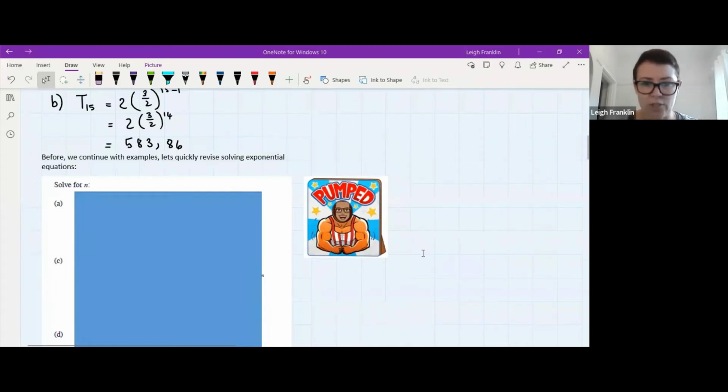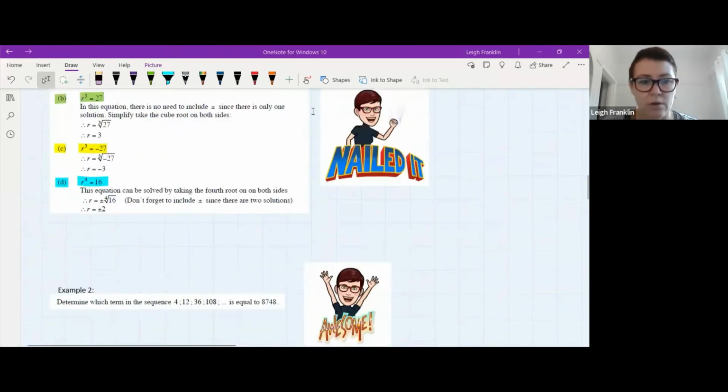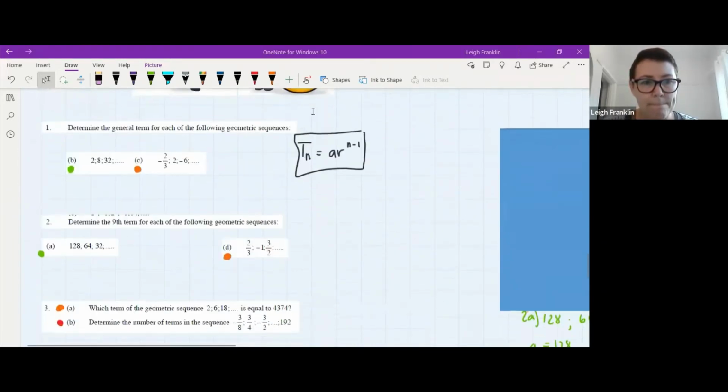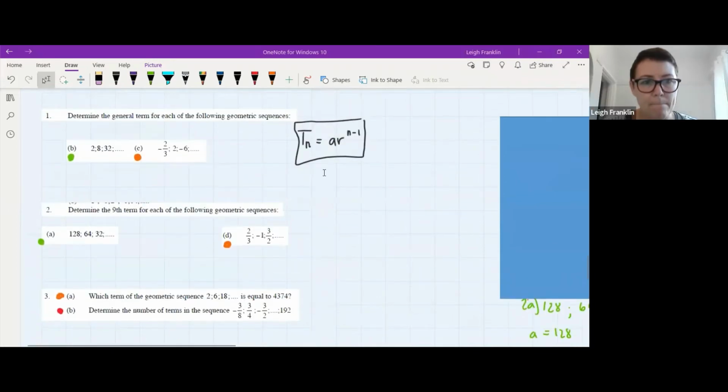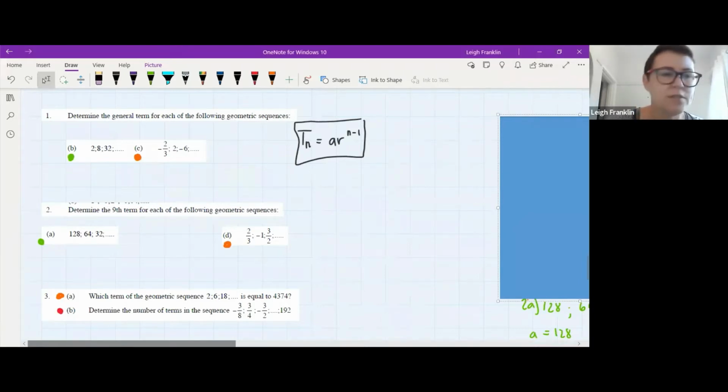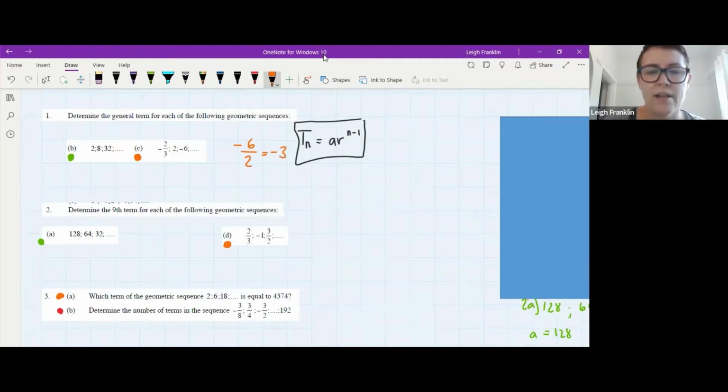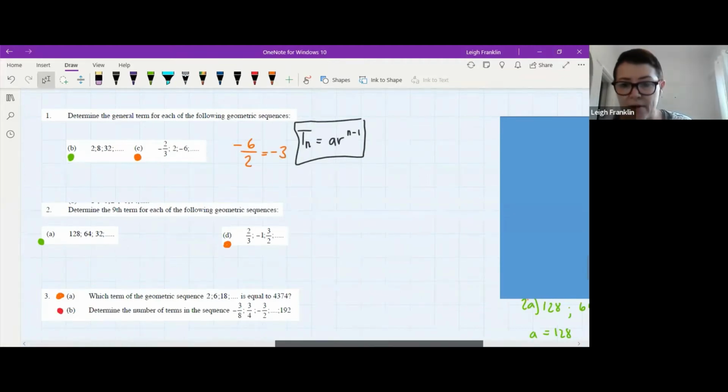Okay, Adam's asked a question, sorry. Isn't the R for C minus 3? Okay, Adam, let's go back and have a look. What did I write, Adam? Yes, because, sorry, I also didn't see what it, look, negative 6 over 2, yeah, that's negative 3. Sorry, Adam, that was a mistake that I had made. Thank you for pointing that out.